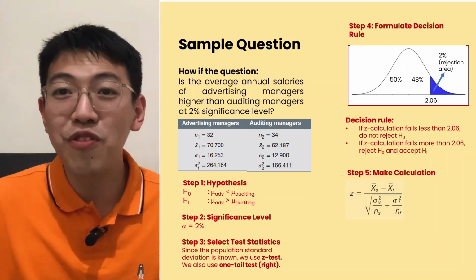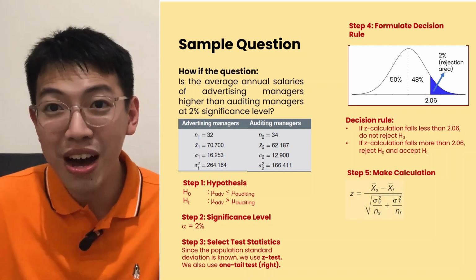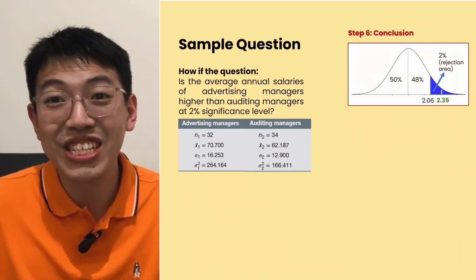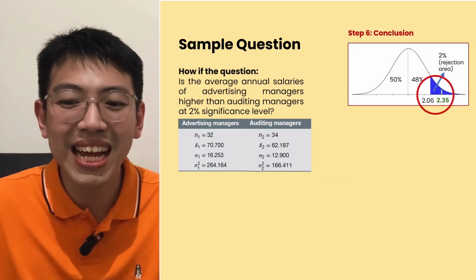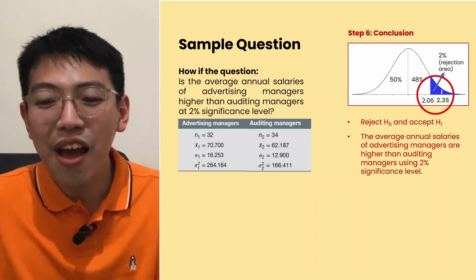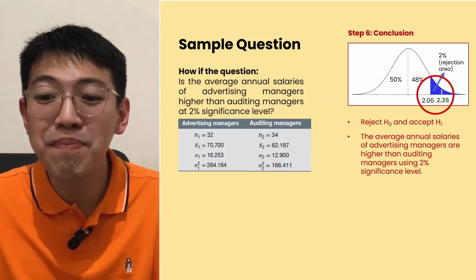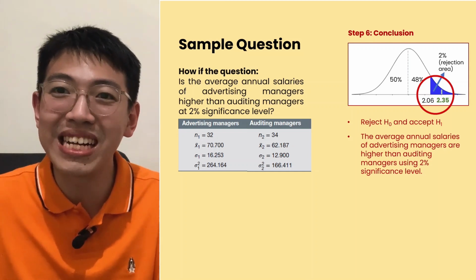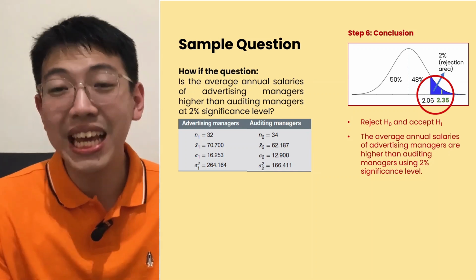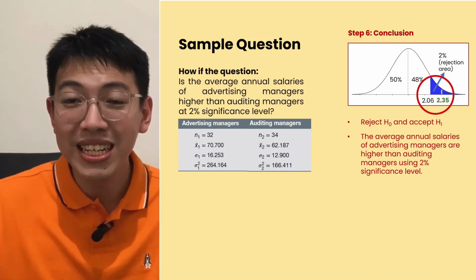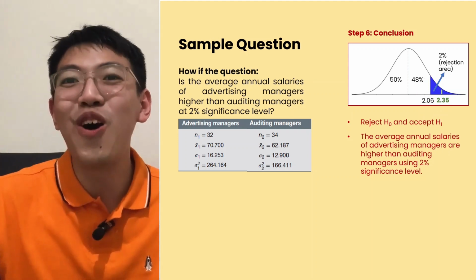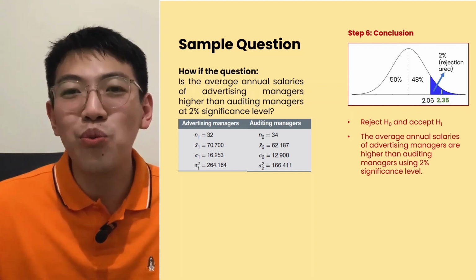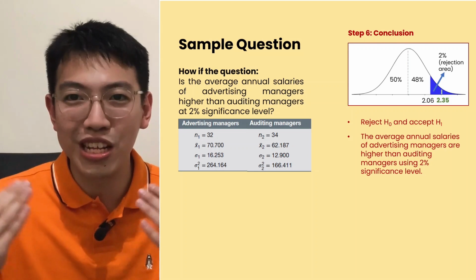The Z calculation formula is the same, and we have found that the Z calculation is 2.35. It is located in the rejection area. Therefore, we reject H0 and accept H1. The average annual salary of advertising managers is higher than auditing managers using 2% significance level. As I mentioned previously, if in the two-tail it is stated different, in the one-tail it must be higher or lower. It is impossible that in the two-tail it is stated different, but in the one-tail the result is not higher or not lower.